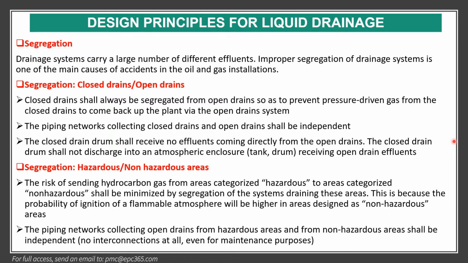And also segregation for the open drain system between hazardous and non-hazardous areas. The risk of sending hydrocarbon gas from an area categorized as hazardous to an area categorized as non-hazardous shall be minimized by segregation of the system draining these areas. This is because the probability of ignition of a flammable atmosphere will be higher in an area designated as non-hazardous. And also the piping collecting open drain from hazardous areas and from non-hazardous areas shall be independent, with no interconnection at all, even for maintenance purposes.